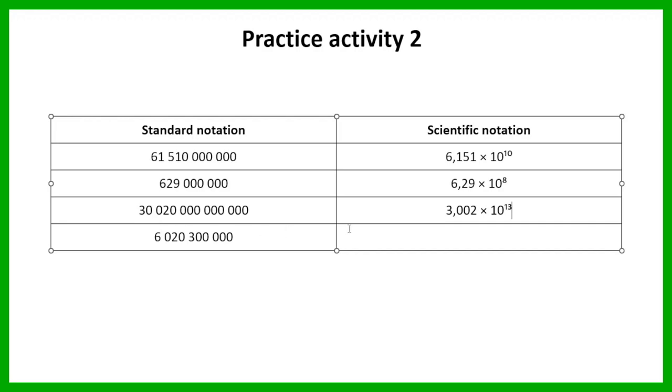Then the last one, same thing as this, I need to write any zeros that are between non-zero digits. So I'm going to have 6, comma, and then I've got 0, 2, 0, 3. And I'm not going to write any of the rest of them because they are not between non-zero digits. But I do need to write these ones. So I've got 6.0203 times 10 to the power of, and now my decimal point moved 3, 6, 9 places. So it's times 10 to the power of 9.